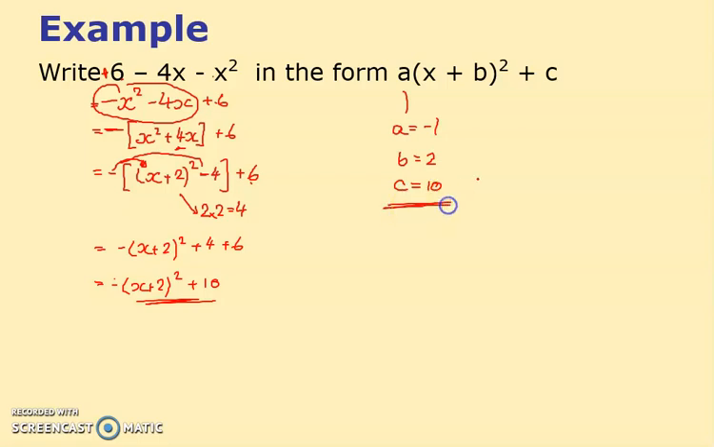Now I haven't done that this time. Sometimes people want you to do that. But the only reason I did it here was because it was a bit less obvious than normal. A is minus 1 because of that minus at the front. And that's the right answer.